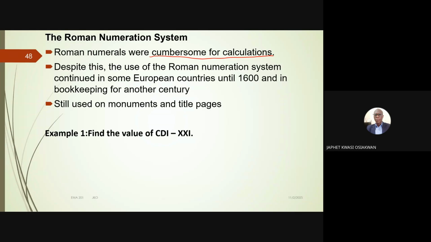So, for example, if you want to subtract this, can you do that quickly for me? CDI minus XXI. Two minutes. You want to subtract XXI from CDI. What will be the answer? If you have it, you can raise your hand. I want the answer, not the procedure, the final answer.